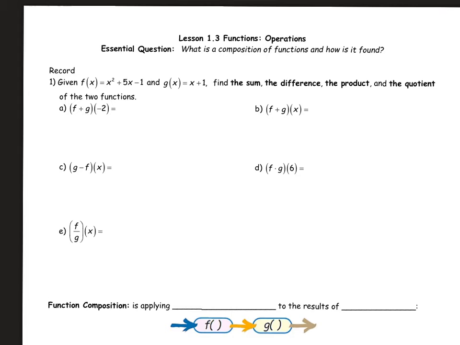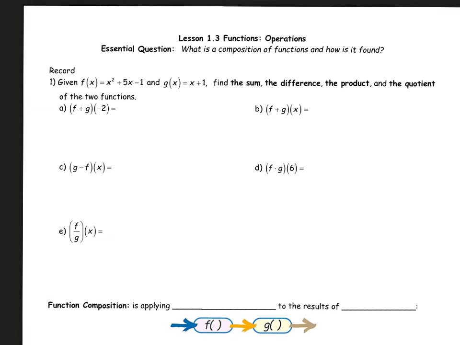Our first problem is given f of x equals x squared plus 5x minus 1 and g of x equals x plus 1. Find the sum, the difference, the product, and the quotient of the two functions. So remember, sum is the answer to an addition problem. Difference is the answer to a subtraction problem. Product is the answer to a multiplication problem, and quotient is the answer to a division problem.